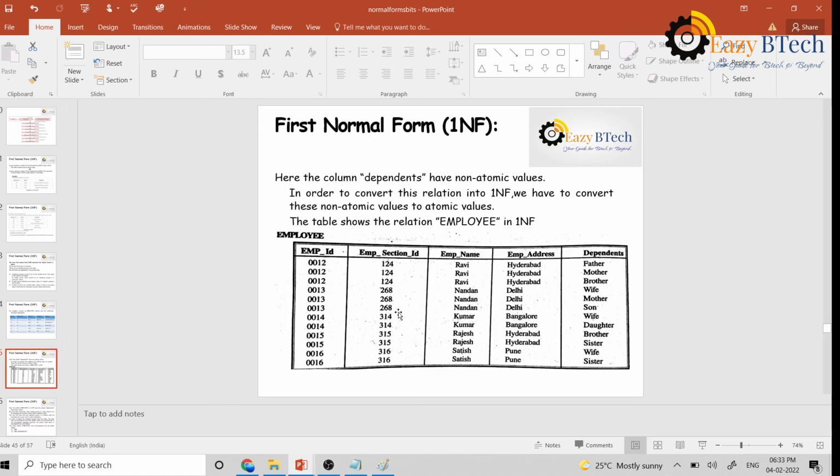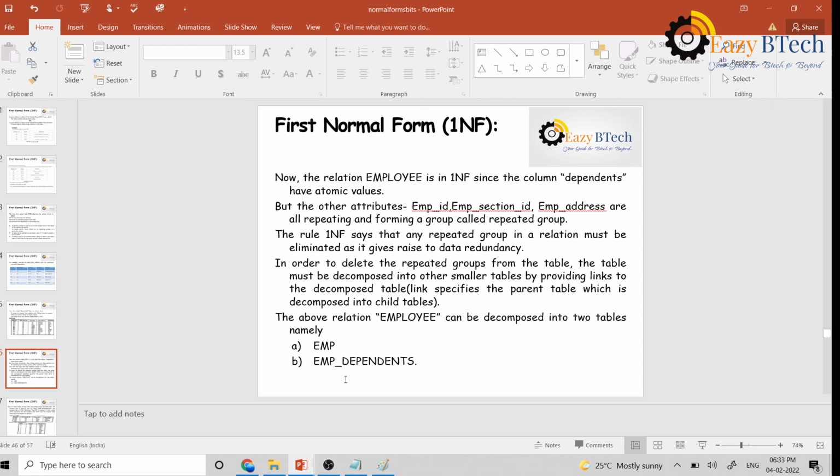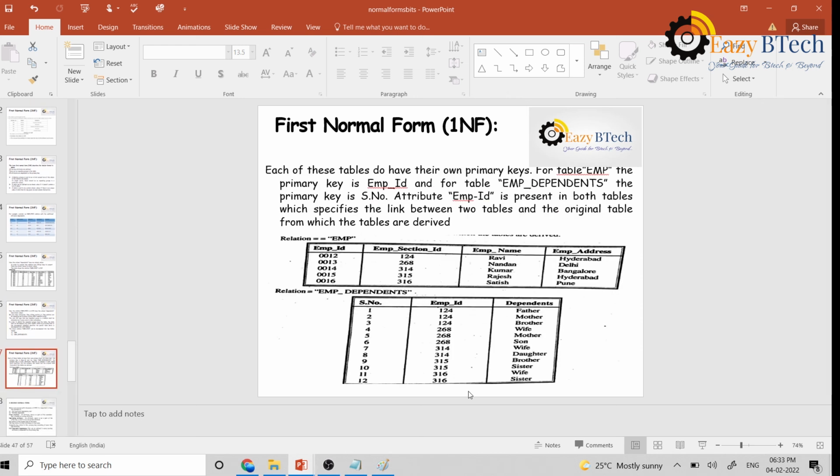First of all, we have to divide the data, because it is not in the first normal form. That's why we divide into the employee table and the family table, that is, the employee table and the employee dependent table. Then it is in the first normal form. Here is the employee table and the family or dependent table. You may have one doubt, sir: here we have data redundancy.